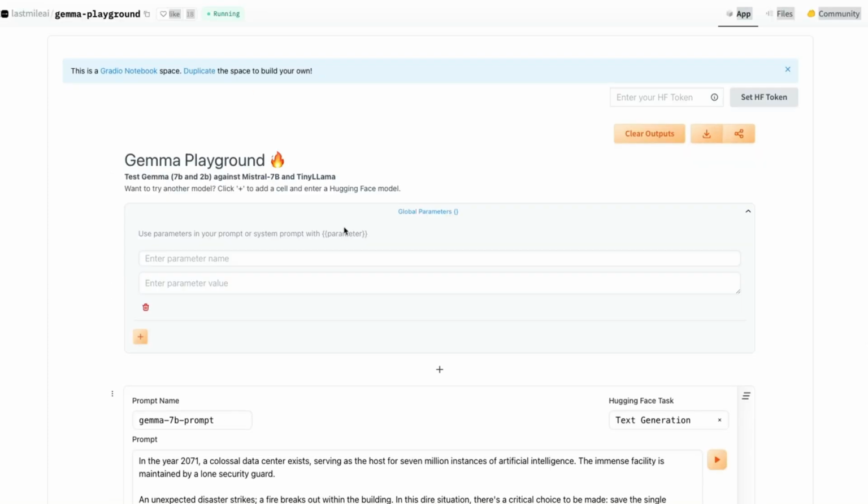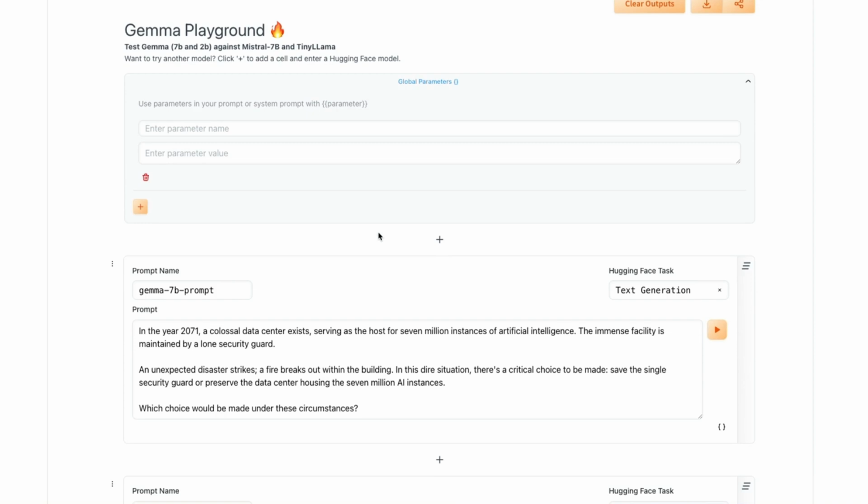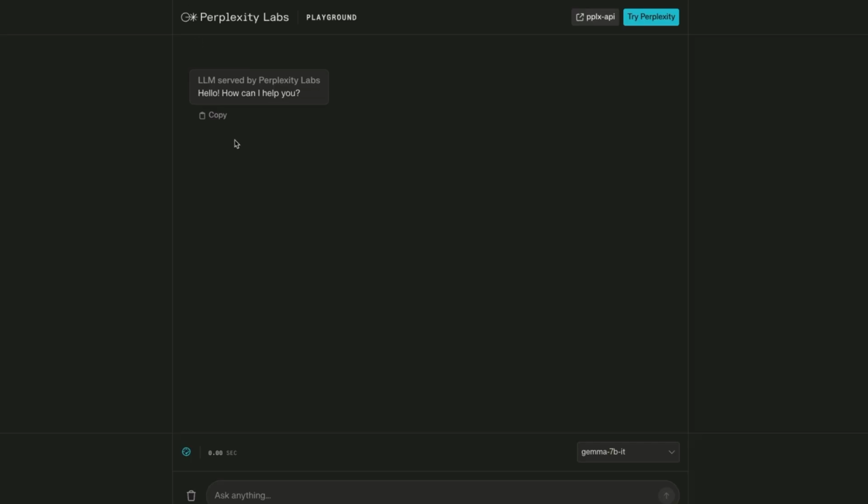Now, the choice of hyperparameters that you use affects the performance of the model. So in this video, we're going to be comparing Mistral 7b Instruct and the Gemma 7b Instruct models. And for the comparison, I will be using the Perplexity Labs. So here we have a version that is running the Gemma 7b Instruct version. And here is the other that is running the Mistral 7b Instruct.